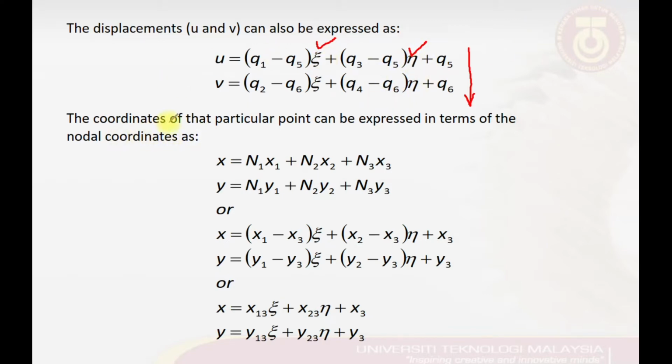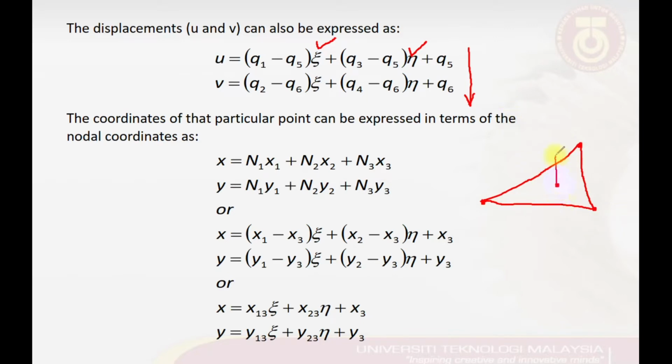The coordinate of a particular point can be expressed in terms of the nodal coordinate systems. So for example here, for one CST element, usually we know the coordinate at each nodal point, and we usually know the coordinate of the point of interest where we would like to determine their displacements, and also maybe the stress and strain within our CST element. So in this case, we know at least the coordinate at 4 points.